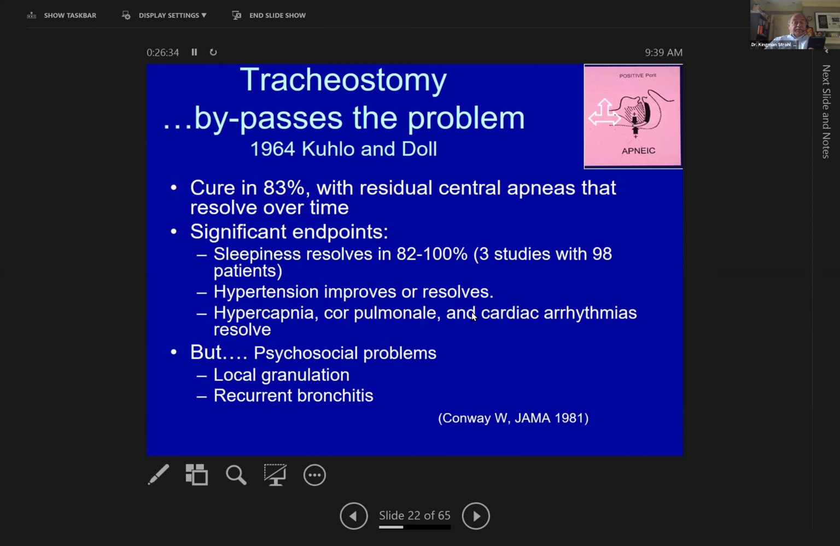Bypasses the problem. And by bypassing the problem, we'll go pretty quickly through these things because it's a cure. Residual central apneas usually resolve over time. No psychosocial problems.